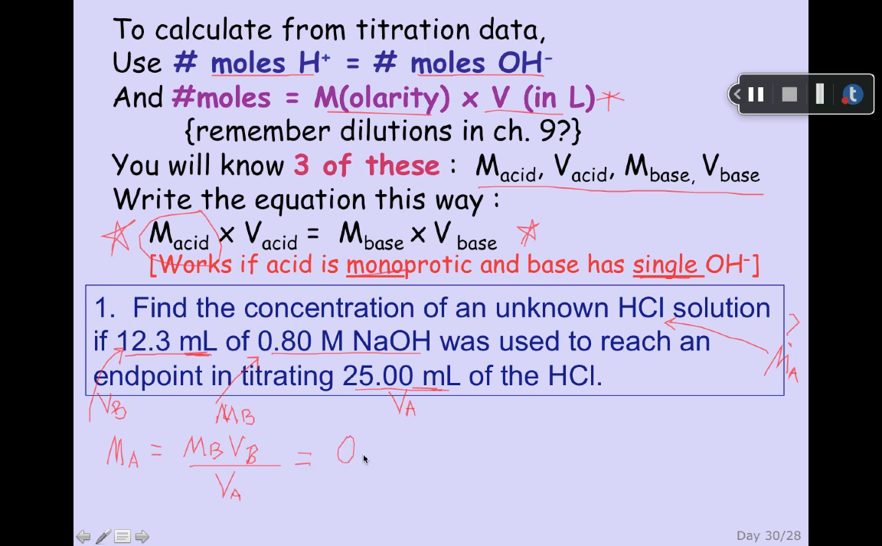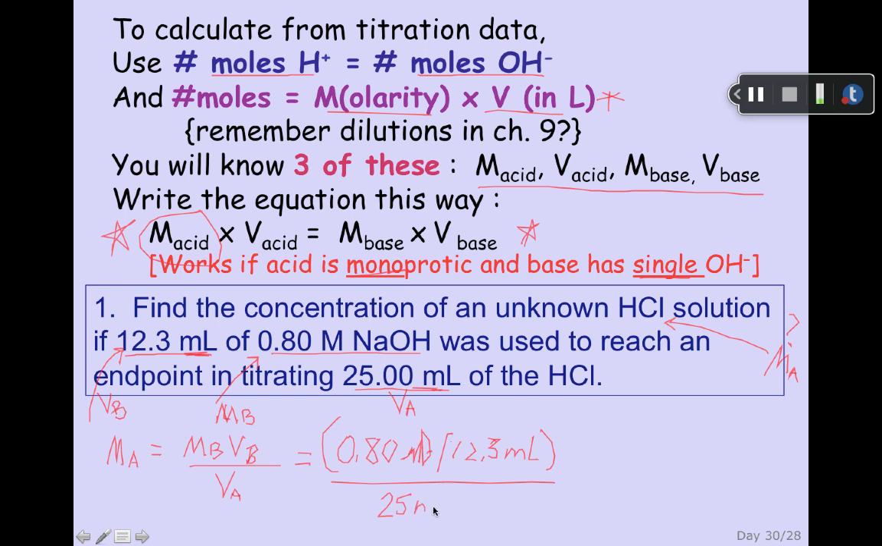So the molarity of the base is 0.8 molar, and you're multiplying that times the volume of the base, which is 12.3 milliliters. And if you look, your other value for volume in this question is also in milliliters. So if we put that on the bottom, the milliliters will cancel. Apologies for the lousy parentheses here. This tool is very clumsy. And the volume on the bottom, the volume of the acid, is 25 milliliters.